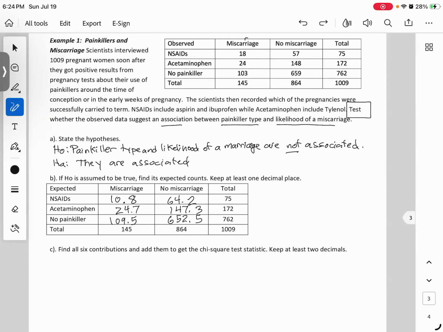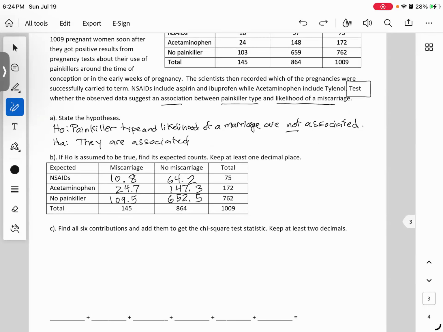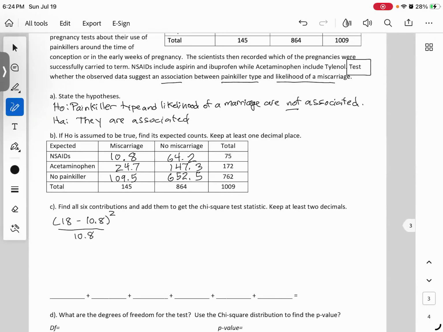That's a pairing. So when we come down here, it's going to be the observed minus the expected squared, divided by the expected. And you do need to have the subtraction in parentheses, square it, and then divide by 10.8, and you should get 4.8.